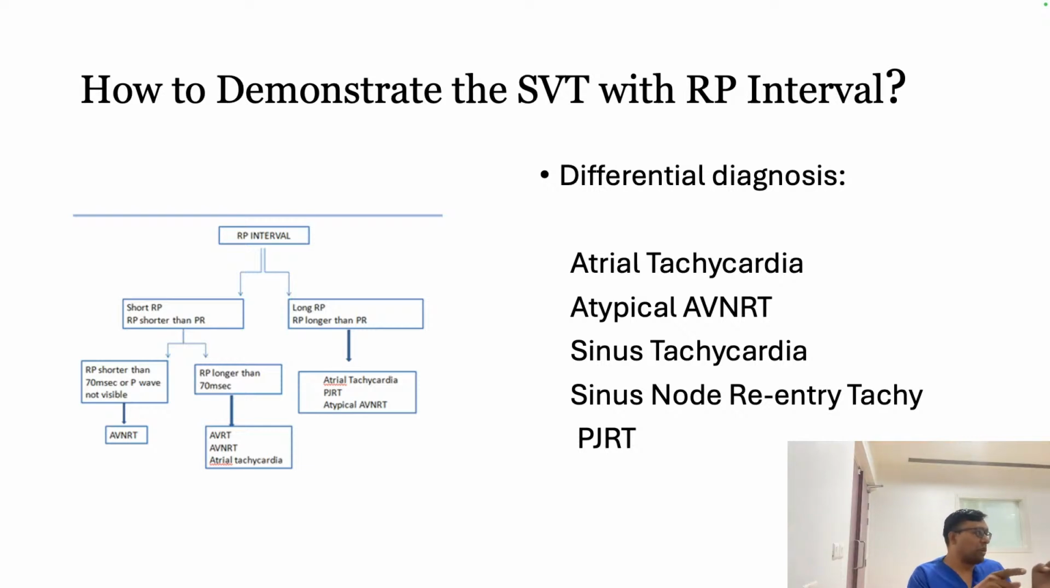And then differentiation will be just putting in a His-refractory VPC. If it is pulling or pushing, either of the two, it will go in favor of PJRT, and otherwise it will be AVNRT. So this is the basic difference.